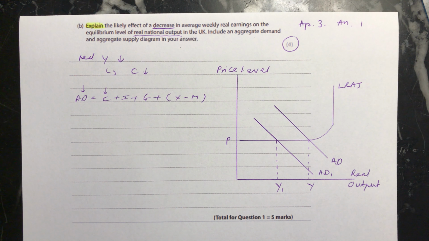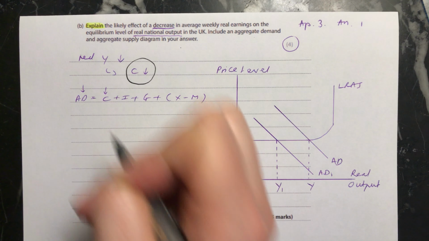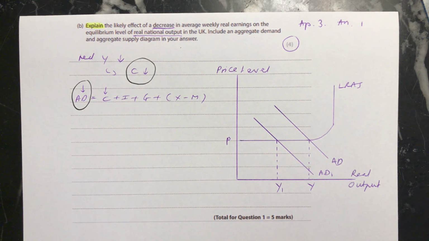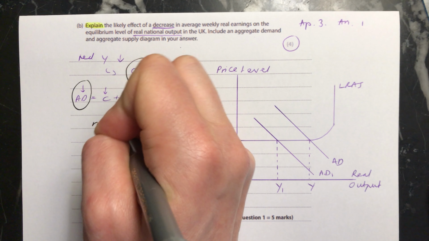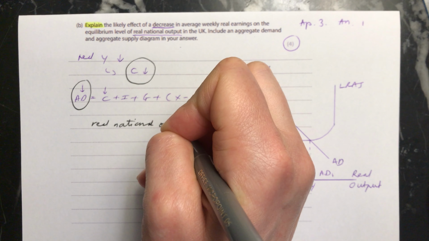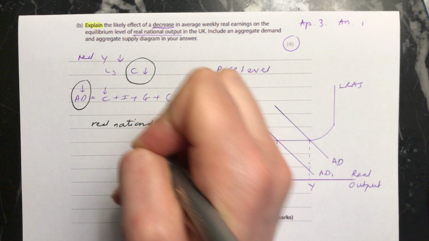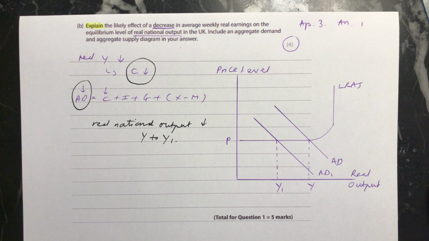And the way that you're going to get the marks, you need to say something about the fact that consumption will fall and that this will cause aggregate demand to fall. That really is what's going to be in your writing. And then the rest is to show the diagram. And I would also say it causes real national output to fall from Y to Y1. And that answers the question.